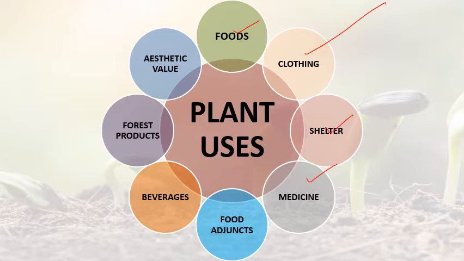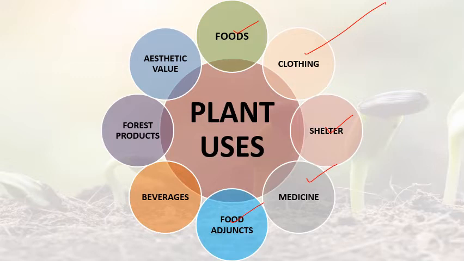Next, plants are the source of important food adjuncts, which are used to enhance the taste and flavor of our food, like ginger, turmeric, cloves, cinnamon, black pepper, cardamom, fenugreek, etc. So these are used to enhance the taste, flavor, and appetite.